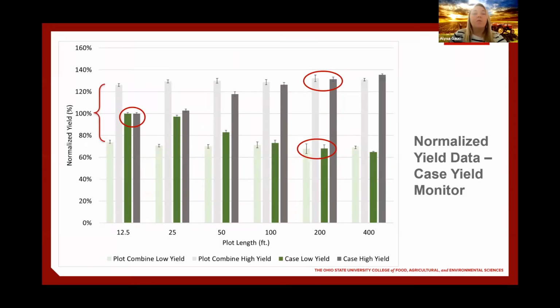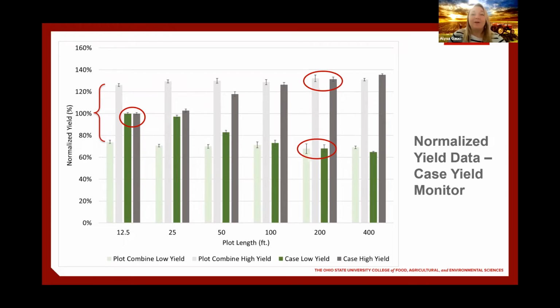So here, we're looking at the normalized yield for each treatment length for the plot combine and for the Case yield monitor for each of the high and low yielding zones. Theoretically, we would want that light green area that represents the plot combine data for the low yield zones to match the dark green that represents the yield monitor data. We want that data to match up almost exactly, if not very closely. And then the same goes for the gray areas that represent the high yield zones for each.